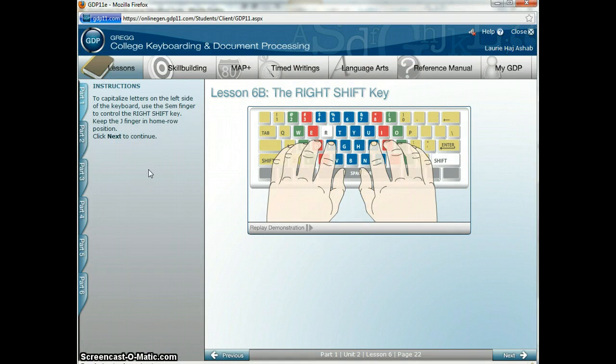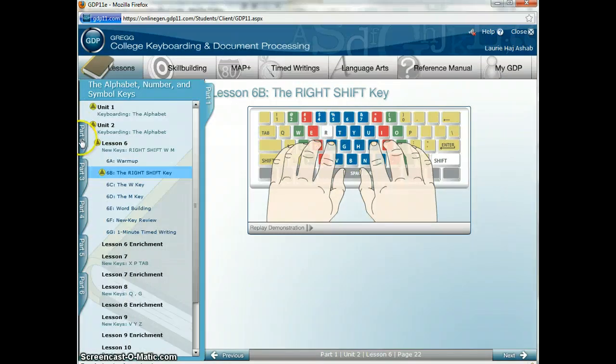And to capitalize letters on the left side of the keyboard, use the semicolon finger to control the right shift key. Remember how I told you about the imaginary line going down through the middle of the keyboard? So you're going to reach down with your semicolon finger, shift, reach up with your F finger, type the R, go back to your home row. Remember, this is just an example of how to use the right shift key. So it's shift, type, go back to my home row. Shift, type, go back to your home row. Okay?